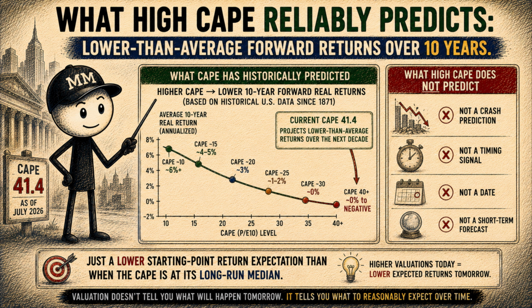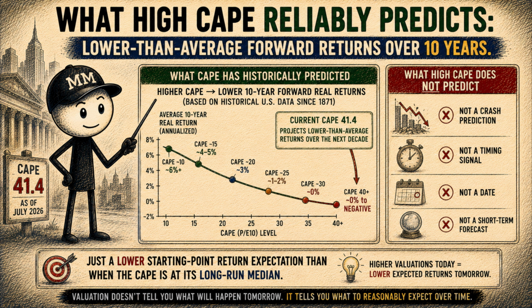This is where many analysts get it wrong. A CAPE of 41.4 does not mean the market will crash next month, next year, or even in the next 3 years. It means the expected return over the next decade from this starting point is lower than normal.